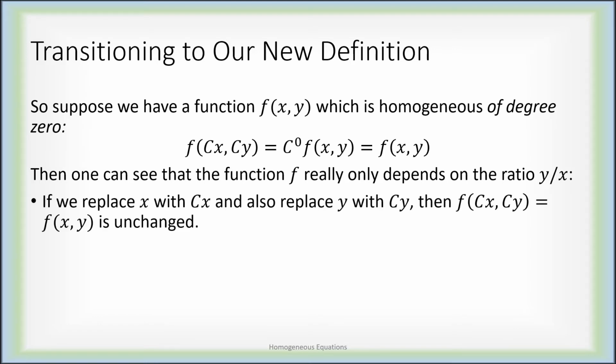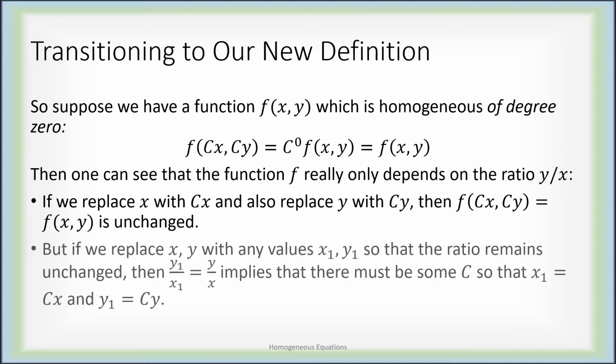If we replace x with cx and also replace y with cy, because the function is homogeneous of degree 0, we've seen that f of cx, cy is just f of x, y. But if we replace x and y with any values x1, y1 so that the ratio is the same, in other words, y1 over x1 is the same as y over x, well then there must be some constant so that x1 and y1 are simply rescaled versions of x and y.